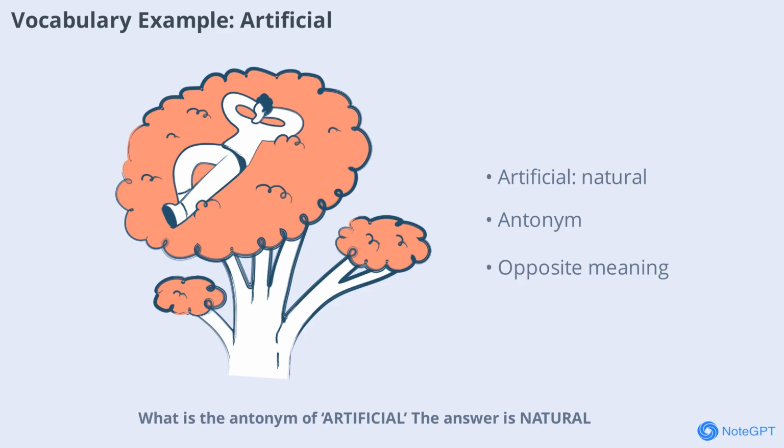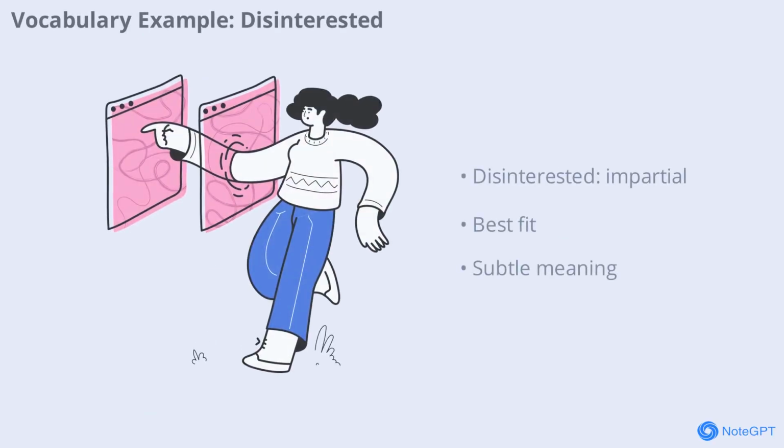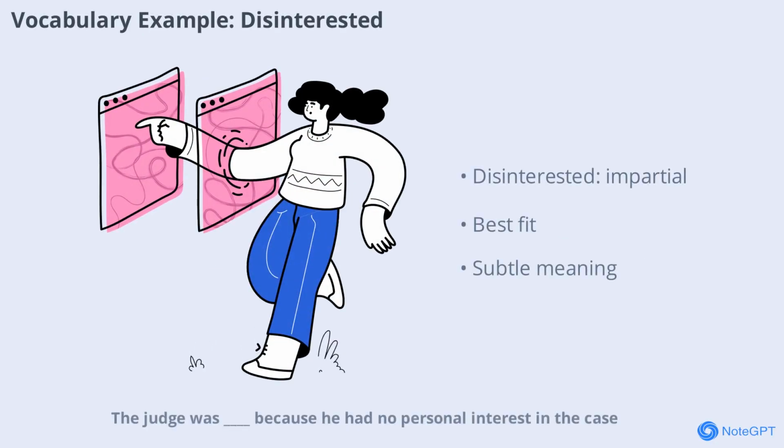The answer is natural. Artificial means man-made, while natural is the opposite, referring to something that occurs in nature. Recognizing opposites is a key skill for antonym questions. Choose the word that best fits. The judge was ___ because he had no personal interest in the case. The answer is disinterested. Disinterested means impartial or unbiased, which is the right quality for a judge.